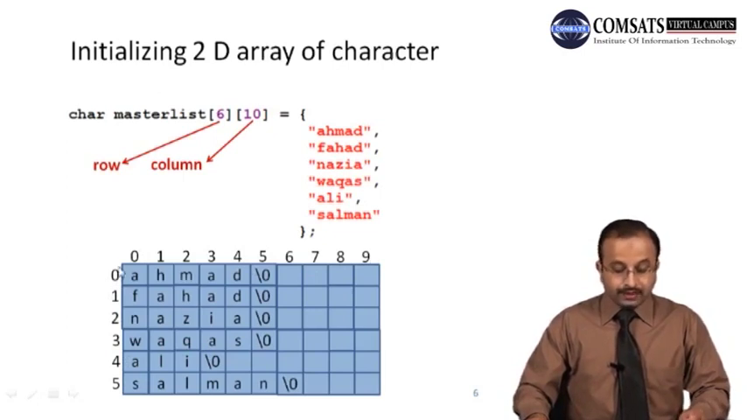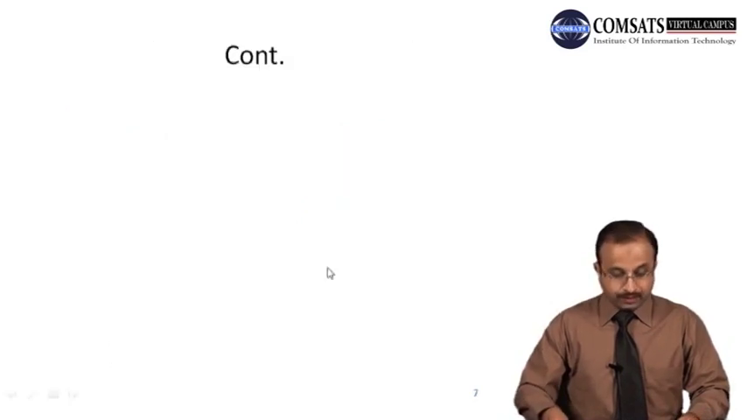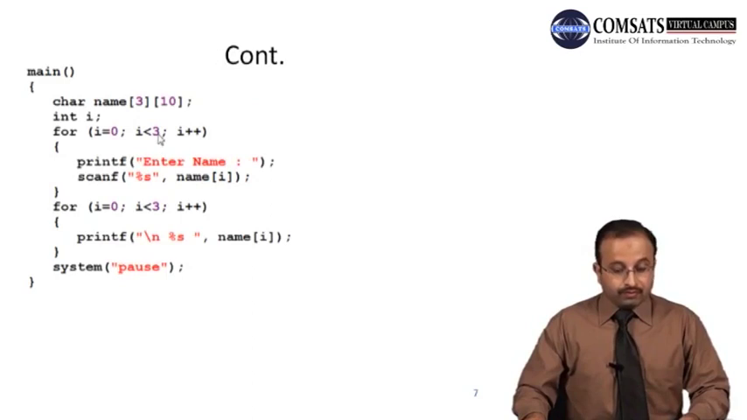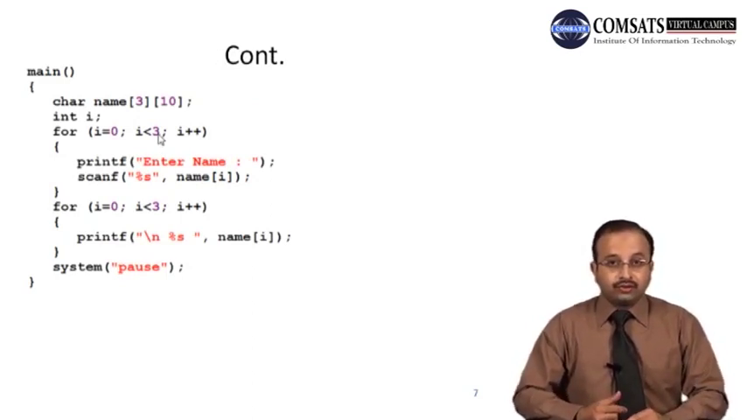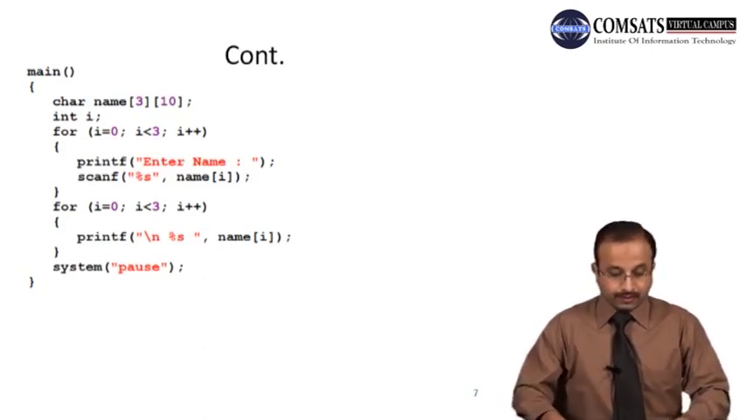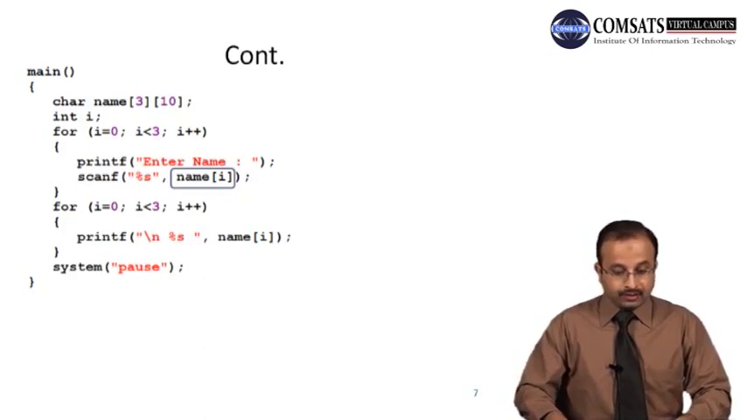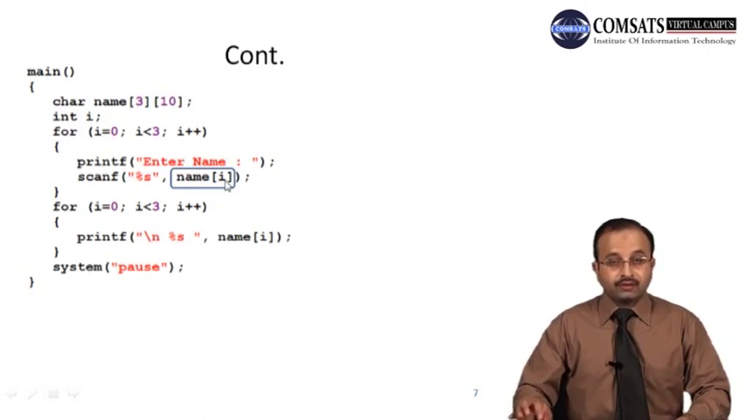So in the next slide, we have 3 rows. Just 3 rows, 1, 2, 3, and 10 columns. Okay, so we are going to enter 3 names, that is at 0th index, 1st index, and 2nd index of the row. Now you can see this thing, this is the base address. So when the value of I is 0, enter name will be printed, and the name you are going to input is a string, and that will be stored in this address, and name[0] is the address of the first one dimensional character array in this two dimensional array.